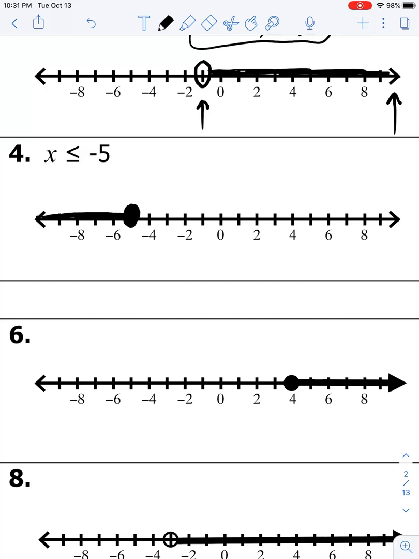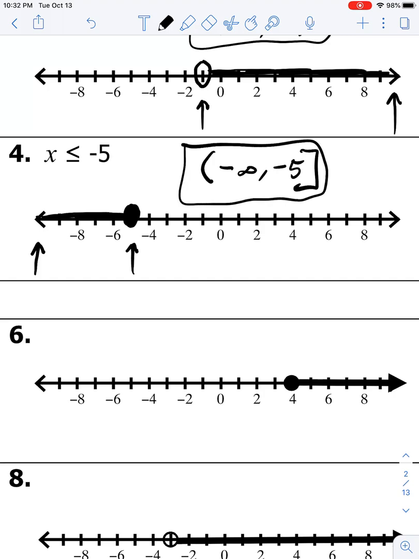Now we have to determine the interval notation from left to right. So where do we start on the far left? Well, right here. Remember, this arrow is negative infinity, which is always a parenthesis. All right, where does it end? It ends right here at -5. And closed circle, remember, means bracket. That would be our interval notation.